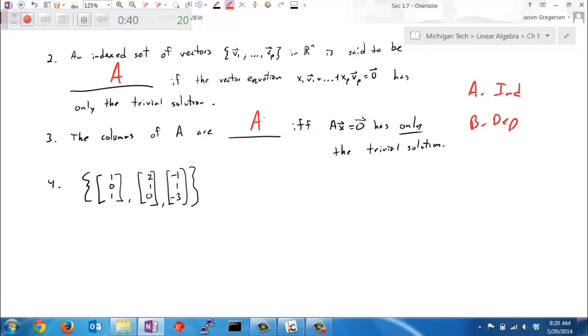And then lastly, here are three vectors. Are they linearly independent or linearly dependent? Quick answers. How do you tell this one? There's work to be done here. So how do we start this problem? What are we thinking about here, these vectors?